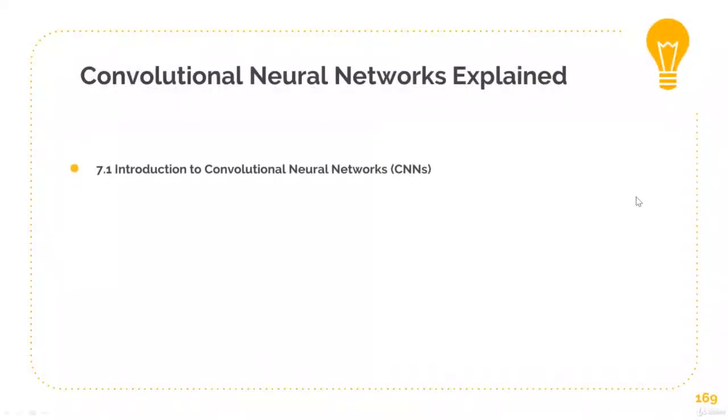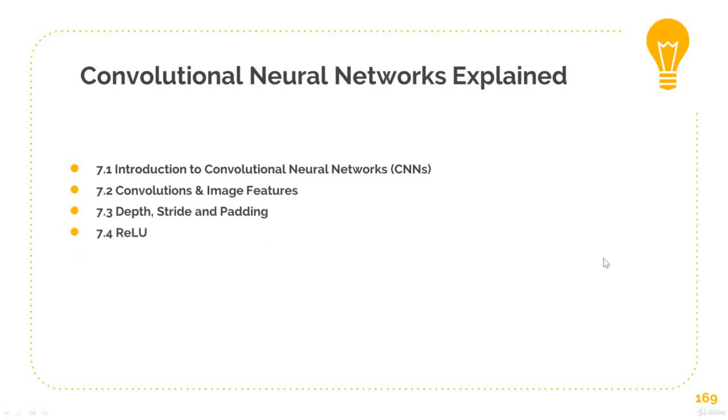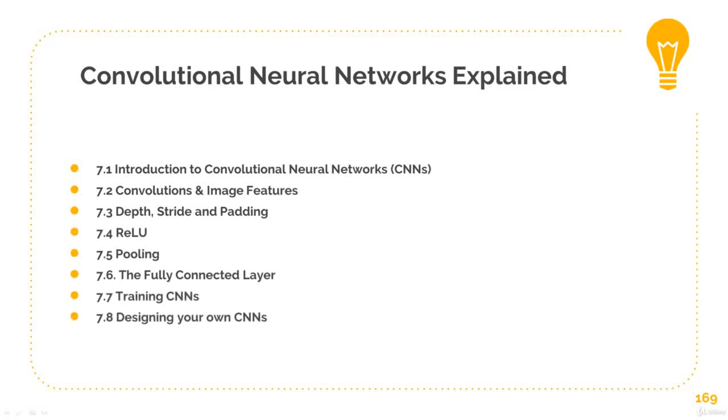Firstly, I do a brief introduction to convolutional neural nets, or CNNs for short, because that'll save me a lot of time saying that word. Then we talk about convolutions and image features in the next chapter. Then depth, stride, and padding. You'll understand that soon. What ReLU is, which we talked about before, but how it applies to CNNs now. What pooling is. What a fully connected layer is. And how we train CNNs. And lastly, how to design your own CNNs. So, I hope you're looking forward to this chapter. It's going to be fun, and you're going to learn quite a bit. I guarantee it.